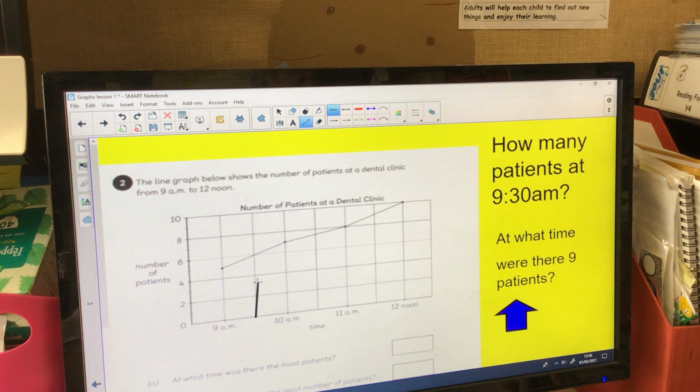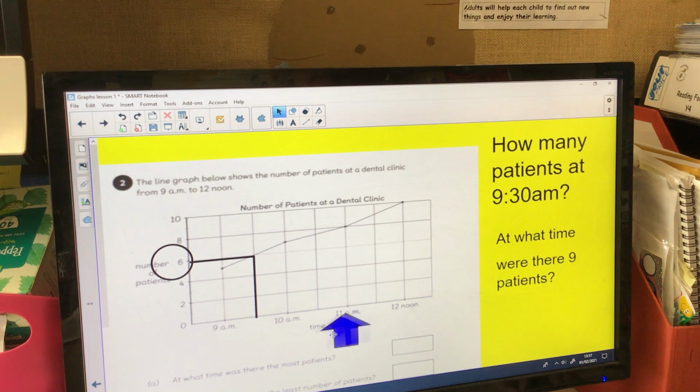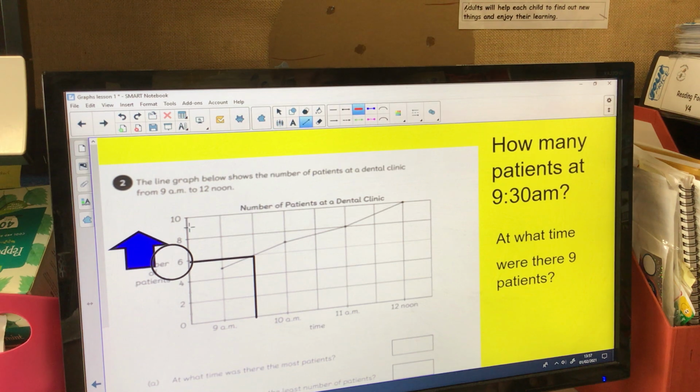So I'm going to put my ruler on there, and I'm going to draw up until I hit that line. Okay, and I've hit that line there. And then with my ruler, I'm going to go across and see what number of patients it hits. And you can see straight away that it hits on 6. If I can just give you a little circle, you can see that it's 6 patients at 9:30. And then another question, at what time were there 9 patients, it says. So this time we're given a number of patients. So there's 8, there's 10. Where's 9 going to be? Well, you're right. It's exactly halfway between 8 and 10.